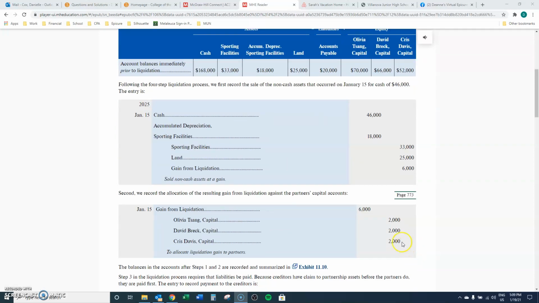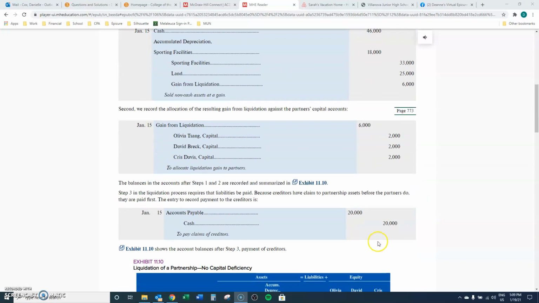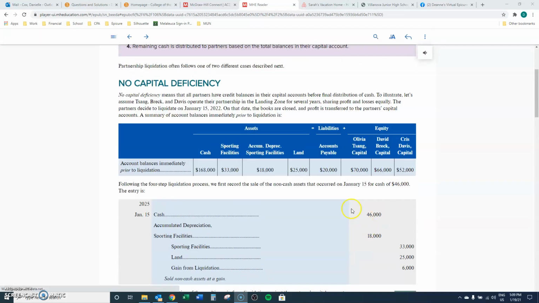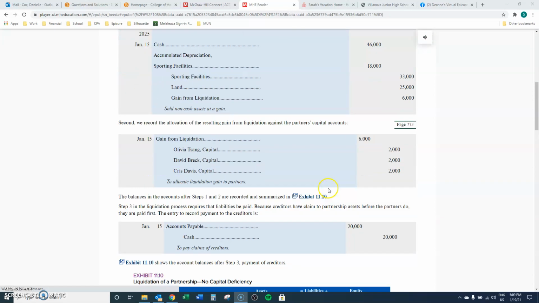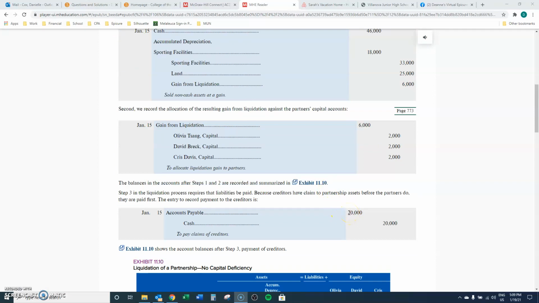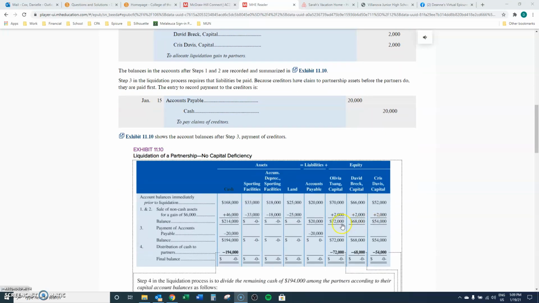The next step is we have to allocate that gain to the partners, and it's set up above. It was allocated equally. So now the gain on liquidation has a credit balance. We debited $6,000, and that $6,000 gets split between each of the three partners. Next, they have to pay any liabilities, and the one here is accounts payable for $20,000. So they pay out whatever they have left in accounts payable, which reduces their cash. So now we can see where everything stands. This is the information from above, where they were originally, and we're going to run out of time. So I'm going to stop right there, and we're going to pick up and do the last little section.